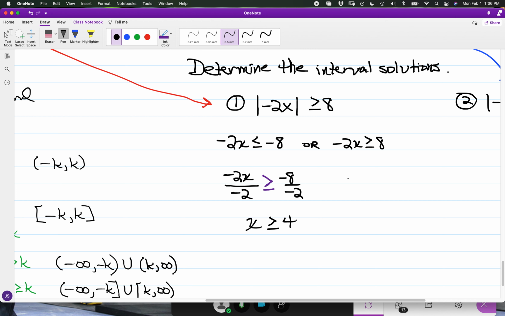And in the case of negative 2x is greater than or equal to 8, if I divide both sides by negative 2, again we're going to have the inequality direction changed from greater than or equal to less than or equal to, and here I have 8 over negative 2. So the possible outcomes for x: it could be greater than or equal to 4, or x could be less than or equal to negative 4.